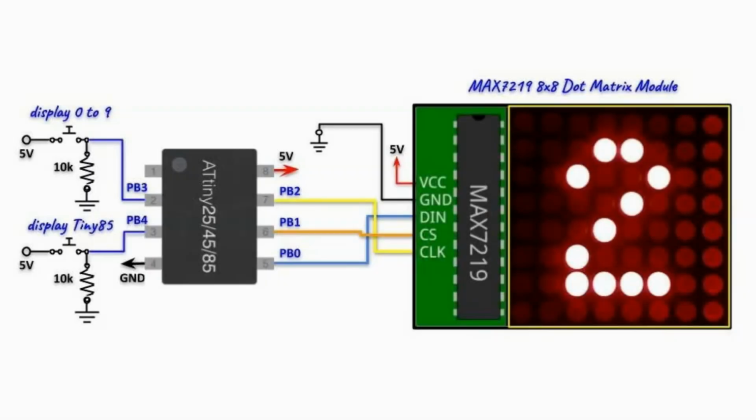A circuit diagram of the implemented system is shown here. We have the MAX7219 module interfaced with the ATtiny85 using SPI connection. The clock line is connected to pin PB2, the chip select is connected to PB1, and the data in is connected to PB0. We also have 2 push buttons connected to pins PB3 and PB4. Pressing this push button will display digits from 0 to 9 on the module, while pressing this button will display Tiny85.